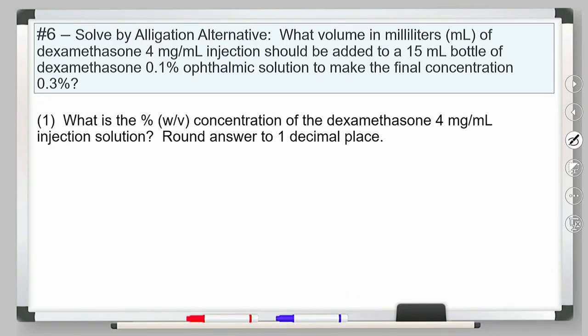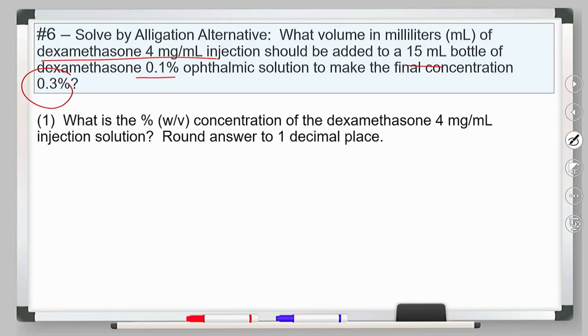All right, last one, because I'm running out of time here, but let's see, I do have some time. All right, same sort of thing here. And again, I'll show you my work using alligation, but you can do this with C's and Q's and algebra as well. What volume in milliliters of this injectable solution, dexamethasone 4 milligrams per mil, should be added to a 15 ml bottle containing 0.1%, such that we get a final combination that has a concentration of 0.3%.